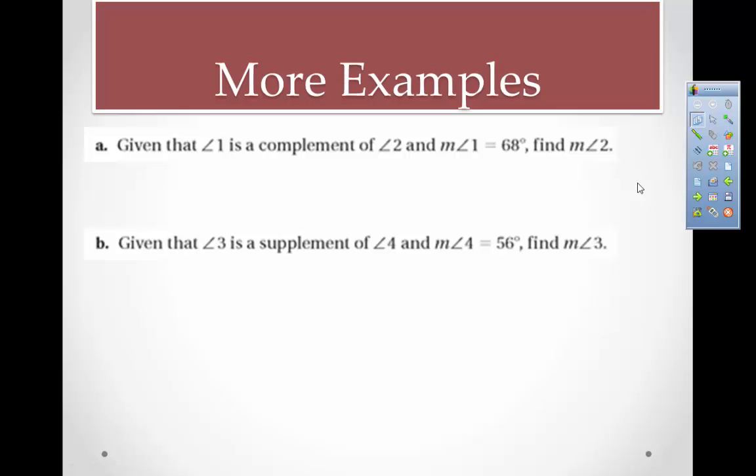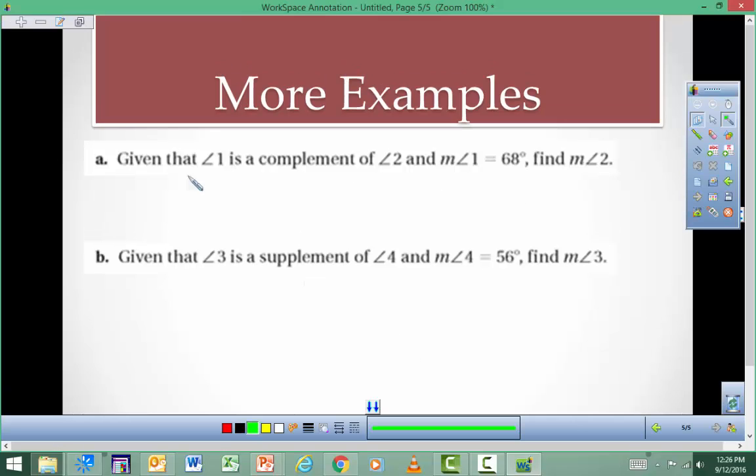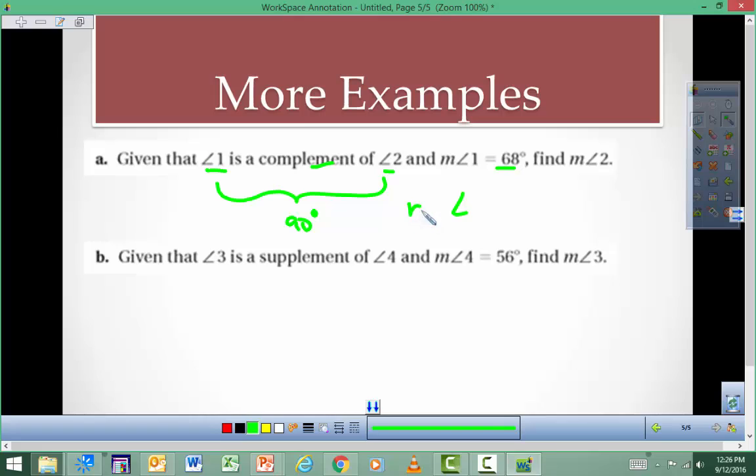Okay, so these are just slightly harder, but if you can add, you should be able to do these, right? We're told that angle 1 is a complement of angle 2. Well, that means these two add up to be 90 degrees, right? And you know angle 1 is 68. So what's the other one? The measure of angle 2, you just need to find a number that adds up to 90. And so, you know this is 68, so it's like you need, what, 22? That would add up to be 90. So the measure of angle 2 is 22 degrees. Pretty easy stuff.